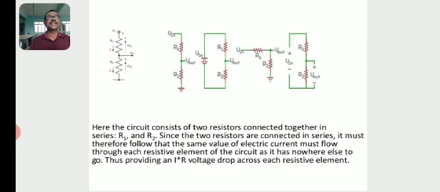Since the two resistors are connected in series, it must follow that the same value of electric current flows through each resistor. That means in a series combination of resistors, the same current flows through each resistive element of the circuit. So, the voltage drop across each resistor is given by the product IR, current into resistance.